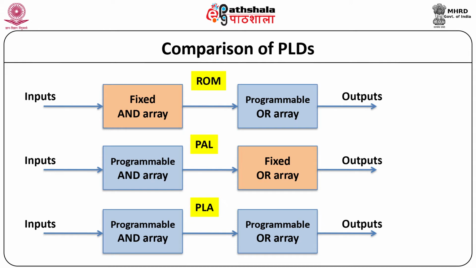The programmable logic array, PLA, has two basic building blocks, that is, an array of AND gates and an array of OR gates. Let us now talk about the architecture of PLA. In this type of PLD, the input connections to the AND array are programmable and the connections to the OR gate are also programmable. The complemented and uncomplemented input variables are applied to AND gates.